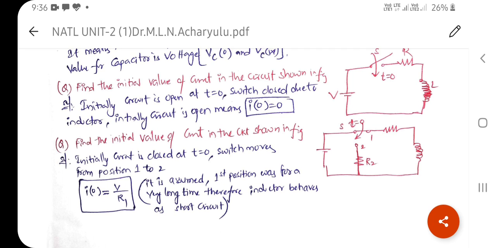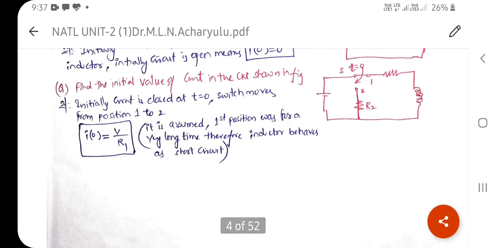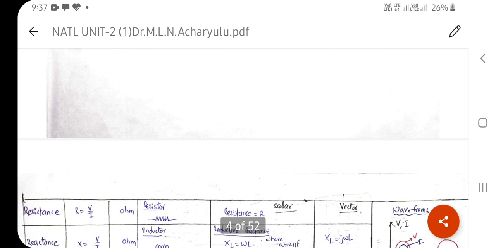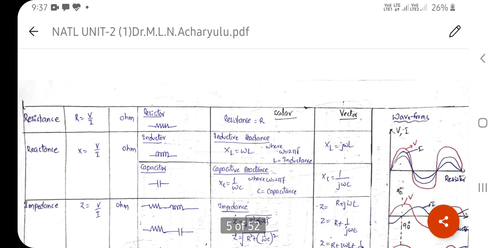Now the switch is closed, and we take the initial current. At t equal to 0, the switch moves from position 1 to 2, as in the figure. I of 0 equal to V by R1, assuming the first position was held for a very long time, therefore the inductor behaves as a short circuit. That means t tends to infinity. A long time means the maximum time should be taken. That's why the inductor acts as a short circuit.